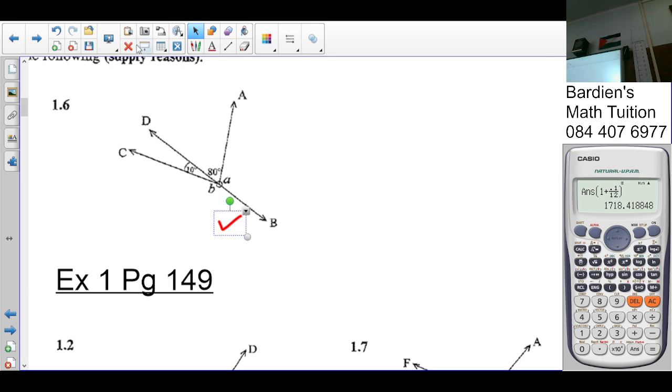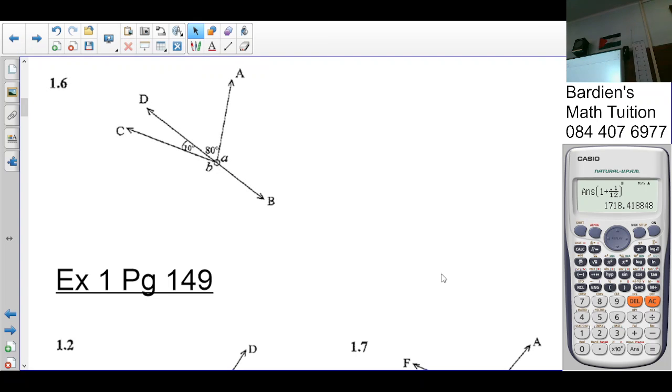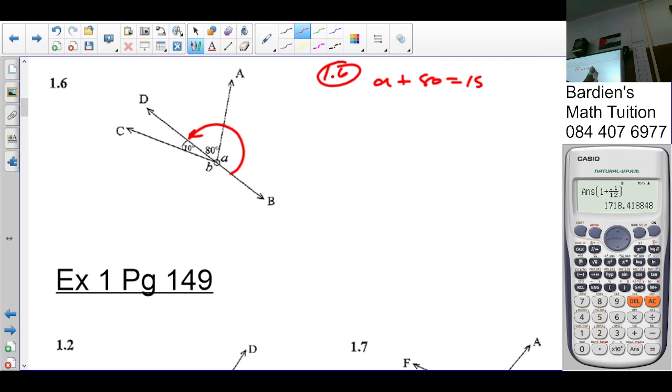Because sometimes you think your reason is fine, but in reality we don't accept that reason, okay? I know 1.6 is not the next one in the exercise, but let's go to 1.6. I'm going to calculate A here. A plus 80 is 180. Why? Angles in a straight line. You have to put that in brackets, or you can fold your page in half, then on one side you write your statement and on the other side your reason, and you don't need the brackets. So A is 180 minus 80, which is 100 degrees.